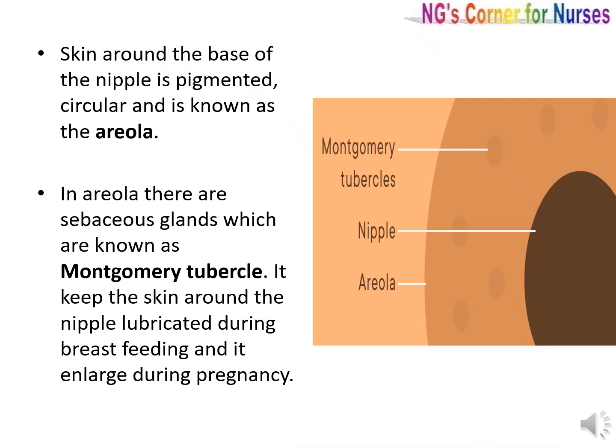Skin around the base of the nipple is pigmented and circular, and it is known as the areola. In areola, there are sebaceous glands which are known as Montgomery tubercles. It keeps the skin around the nipple lubricated during breastfeeding, and it enlarges during pregnancy.